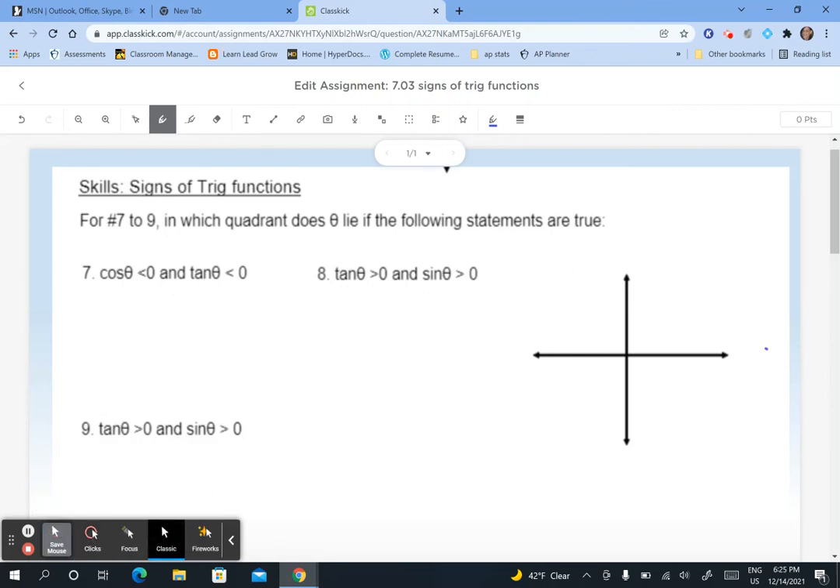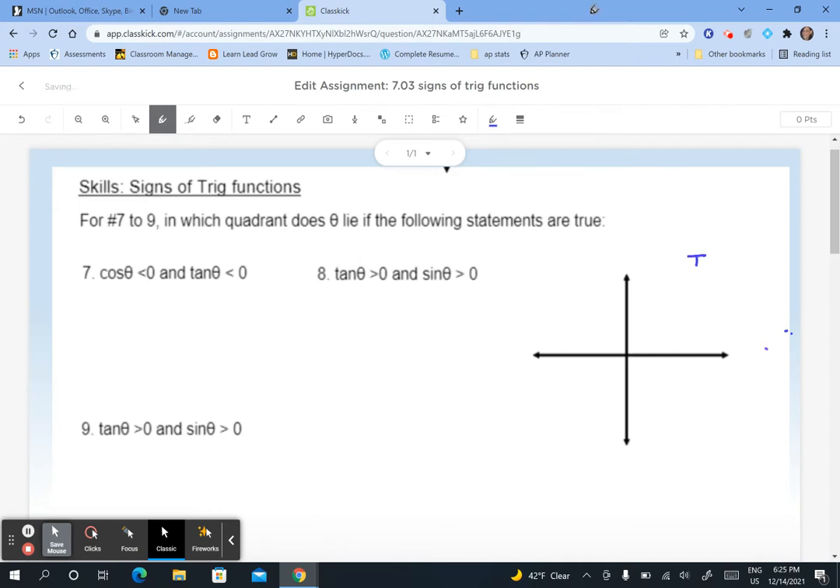This is lesson 7.03 in Algebra 2, and in this video we are going to go over the signs of trig functions. So before we begin, I just want to review a concept we discussed earlier in class.